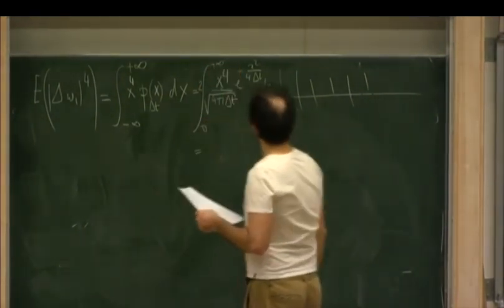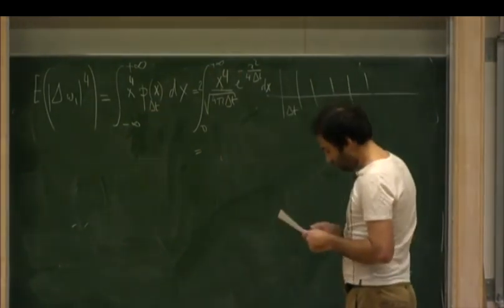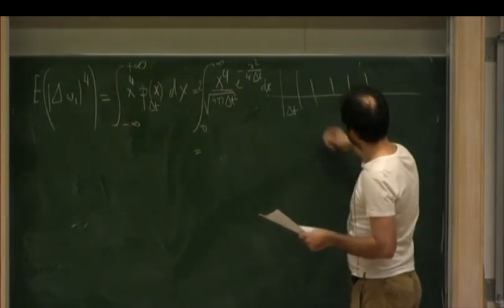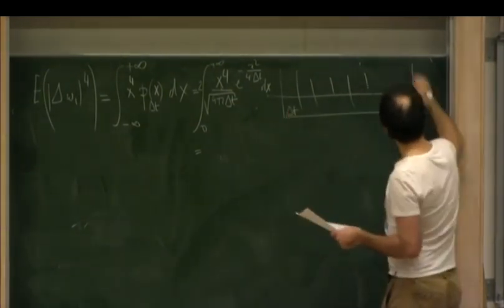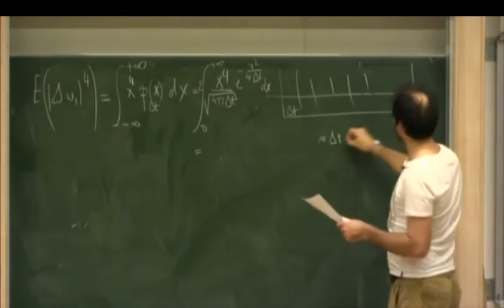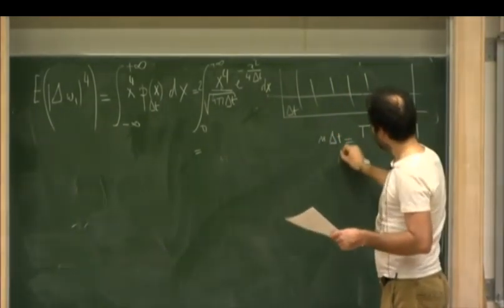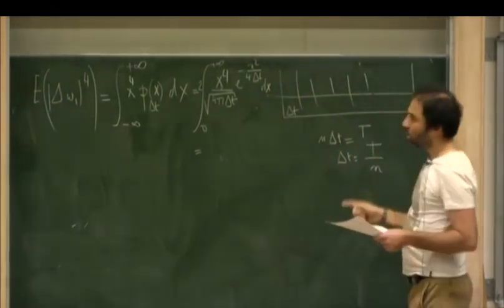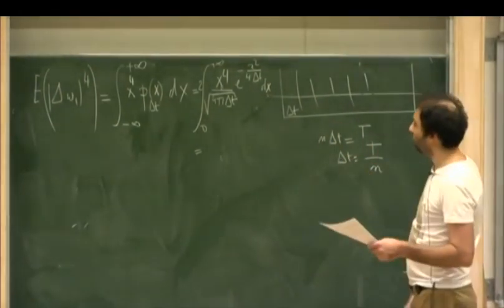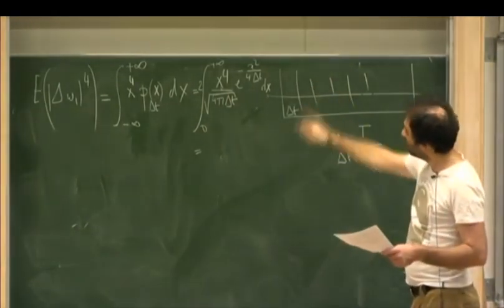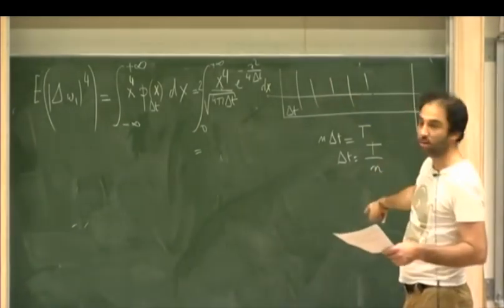Now, this is what we need to calculate. Actually, we don't need to do the calculation. What is delta t? n times delta t is the entire interval, which is capital T. So delta t is T divided by n. And we are interested in the limit when n goes to infinity, right? So what we just need is to see the dependency in delta t, which will give us the dependency in capital T.